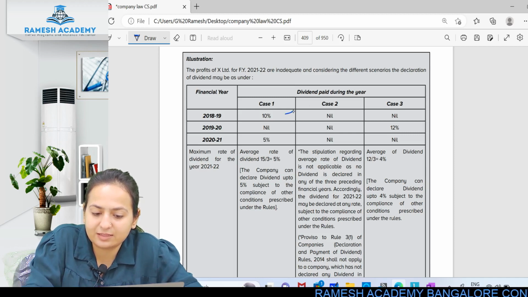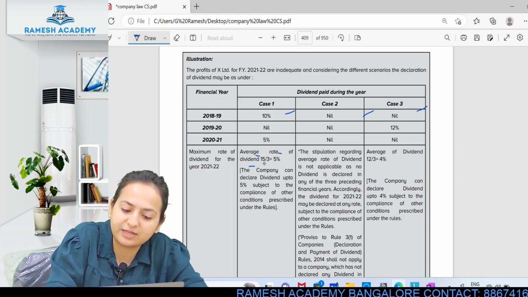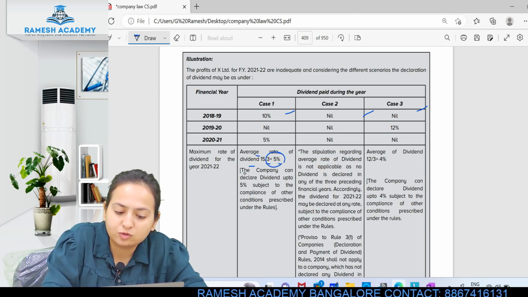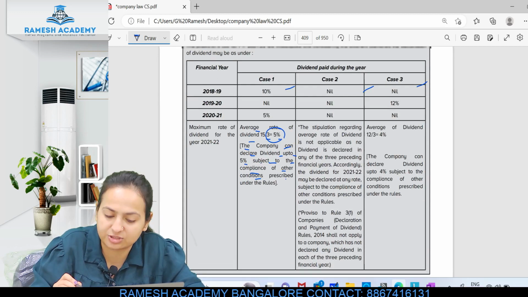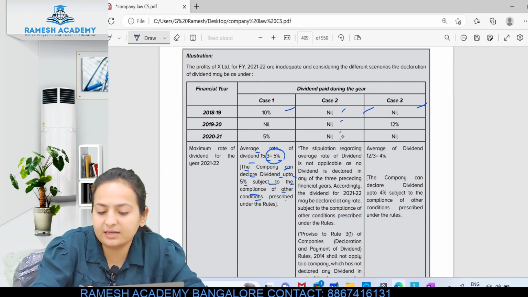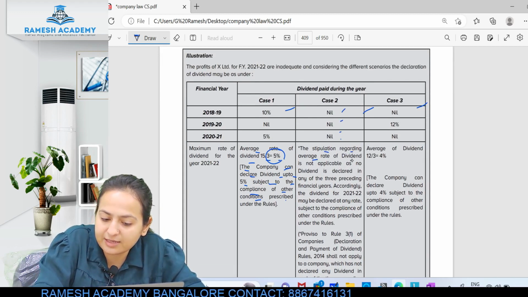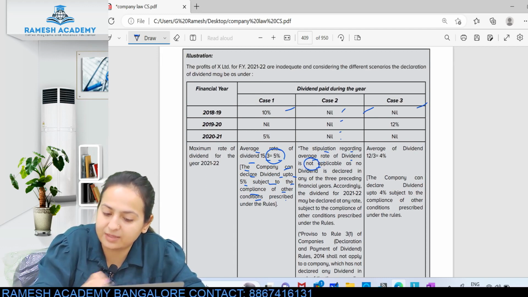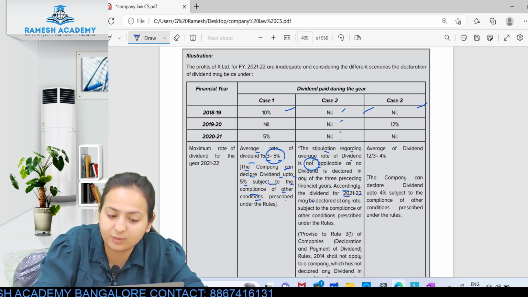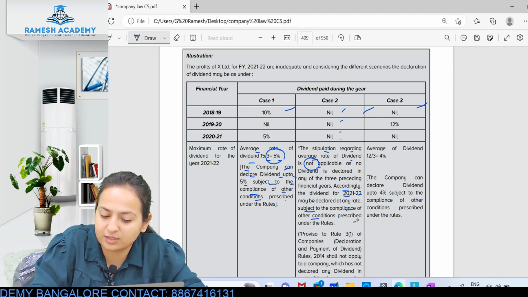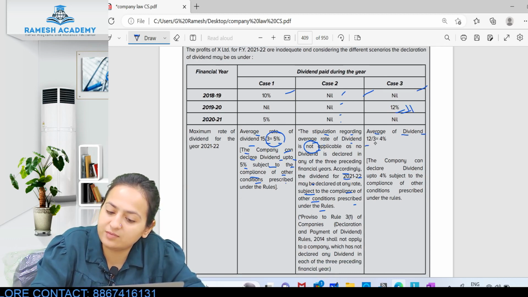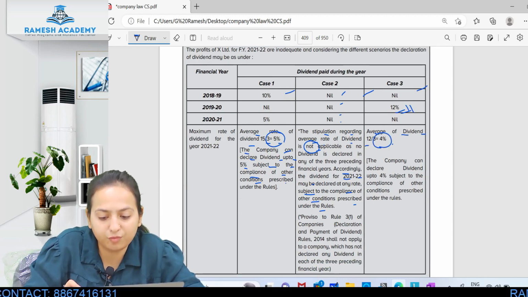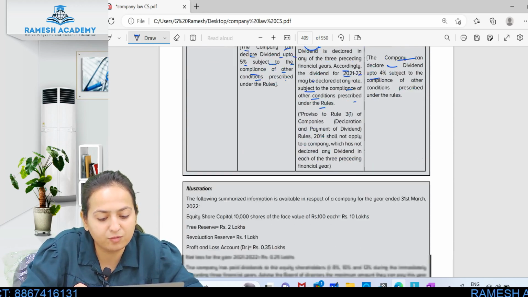18, 19, case 1, case 2, case 3. 10, 15. So the average profits is 15 divided by 3, 5%. So the company can declare dividend up to 5% subject to compliance of other conditions. Next is nil for 3 years. Stipulation regarding average rate of dividend is not applicable. Accordingly, the dividend for 21-22 current year is subject to the conditions which are there. Then it is 12%. Average dividend will be 12 divided by 3, that is coming to 4%. So the maximum you can declare is 4%.